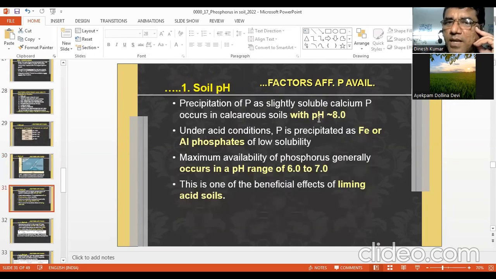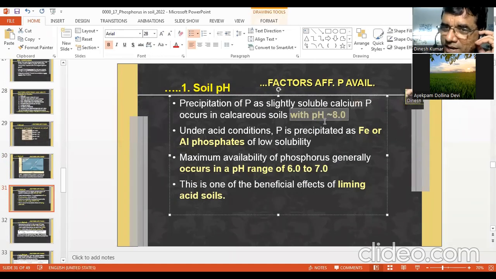Precipitation of phosphorus as slightly soluble calcium phosphate occurs in calcareous soils with pH 8. So if your pH becomes 8, then you will have calcium phosphate precipitation.